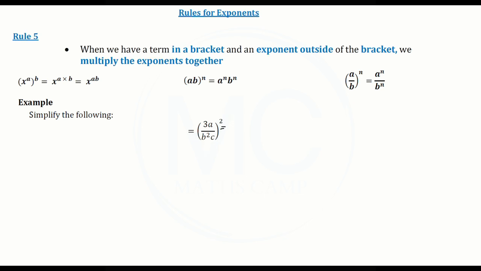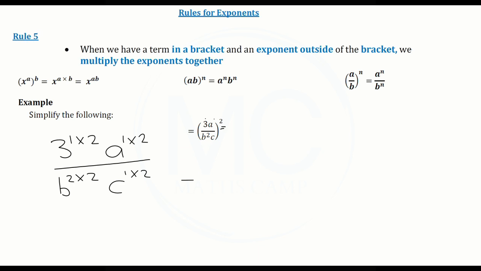Simplify the following: 3a over b squared c all to the power of 2. Because we have got so many variables here, let's spread this out a little bit. 3 is actually 3 to the power of 1, so we get 3 to the 1 multiplied by the exponent of 2. a is also a to the 1, so we get a to the 1 multiplied by 2 over b squared, 2 multiplied by 2. c is actually c to the 1 multiplied by 2.